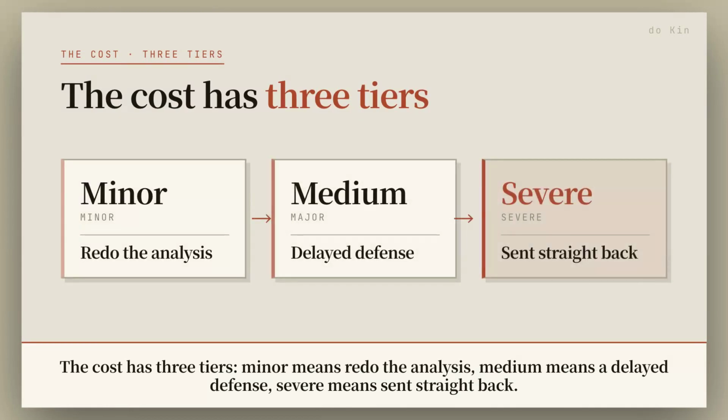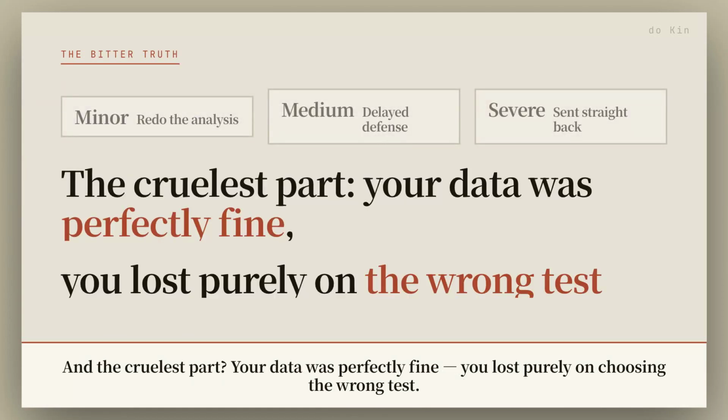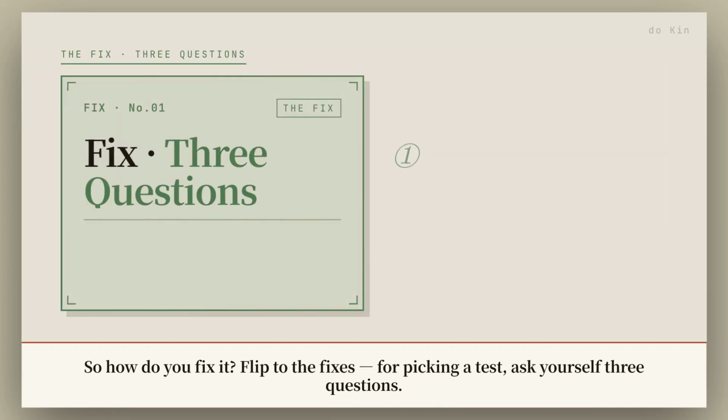The cost has 3 tiers. Minor means redo the analysis. Medium means a delayed defense. Severe means sent straight back. And the cruelest part, your data was perfectly fine. You lost purely on choosing the wrong test. So how do you fix it?